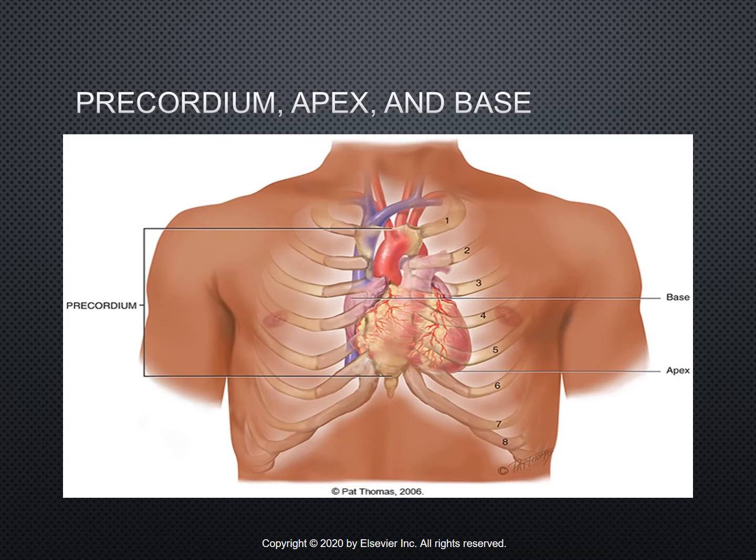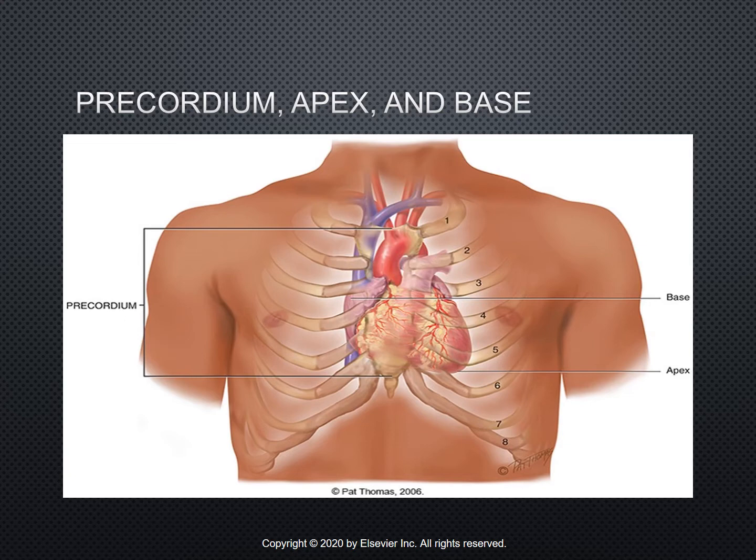Okay, so right here on this slide, we have a picture of the precordium, which is the area on the anterior chest, the front of the chest, overlying the heart and great vessels. Okay, you see it marked there. And a lot of this is anatomy that you should have taken already, so I'm not going to go intensely over all the parts of the heart.